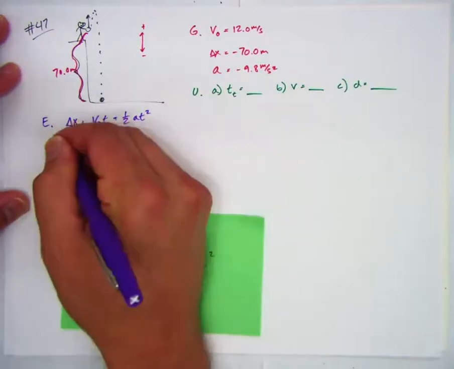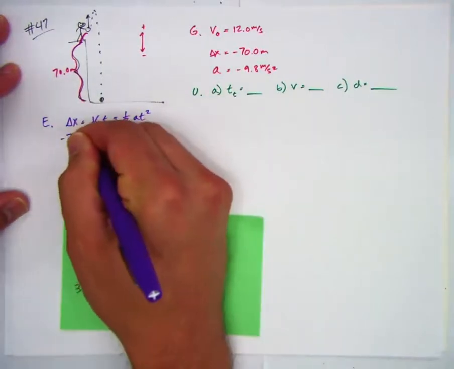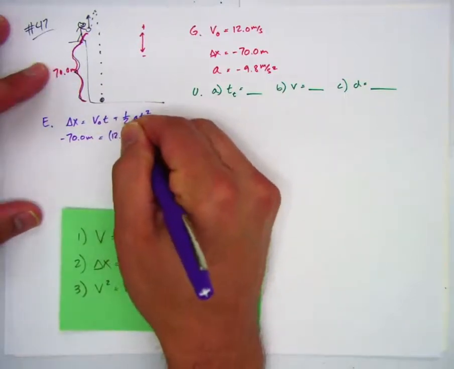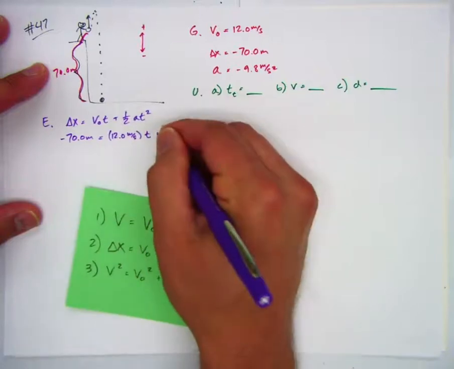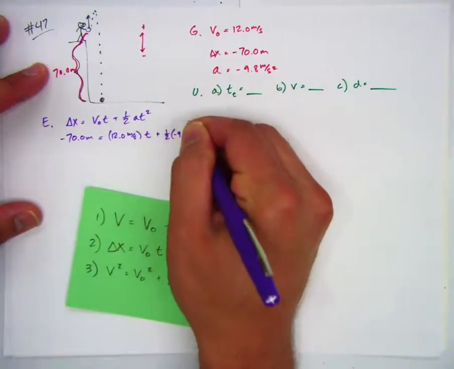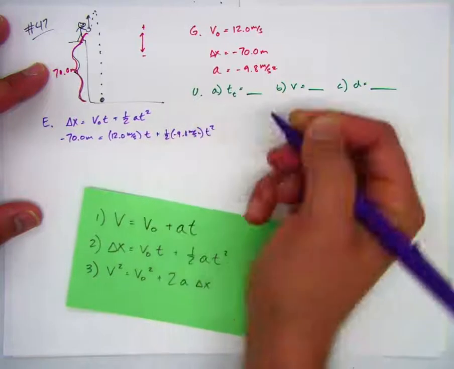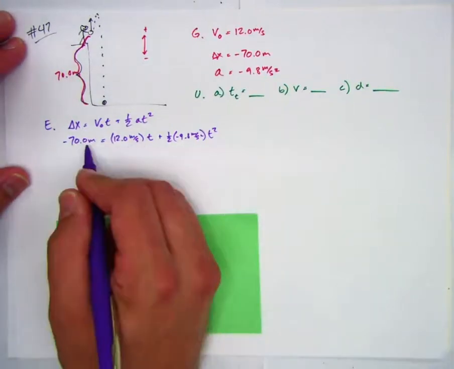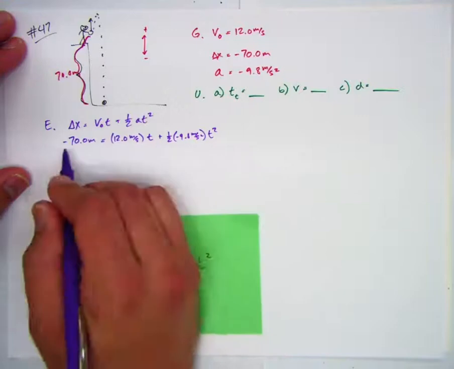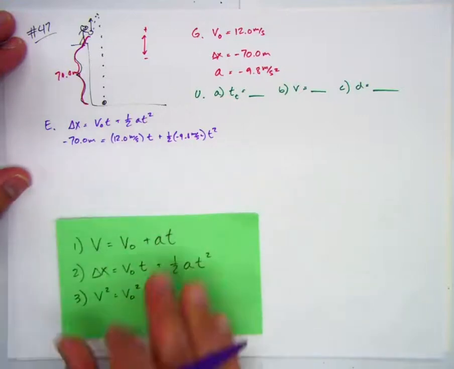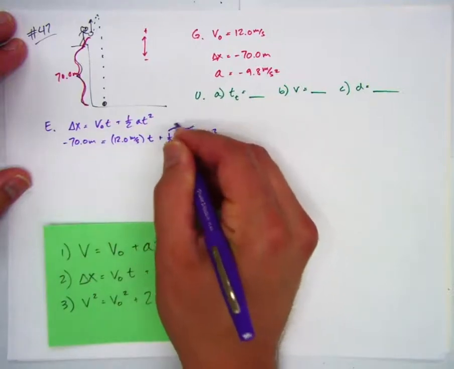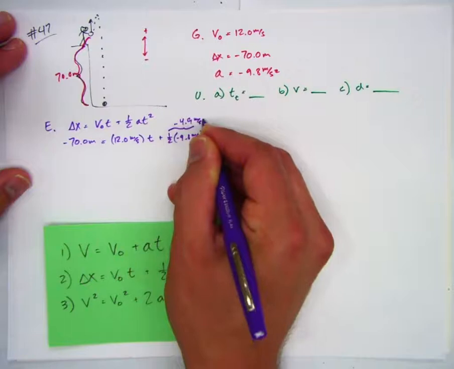So let's set it up. My delta x is negative 70.0 meters. My initial velocity is 12.0 meters per second times the time plus 1/2 times negative 9.8 meters per second squared times t squared. So if I simplify this and put it in quadratic format, let's send these over here. So I have 0 on one side and all the terms on the other. So I have, this is negative 4.9 meters per second squared t squared.